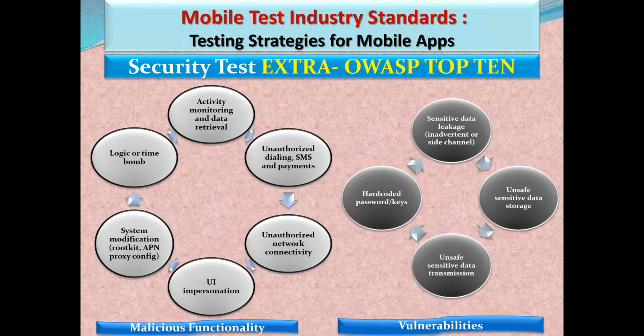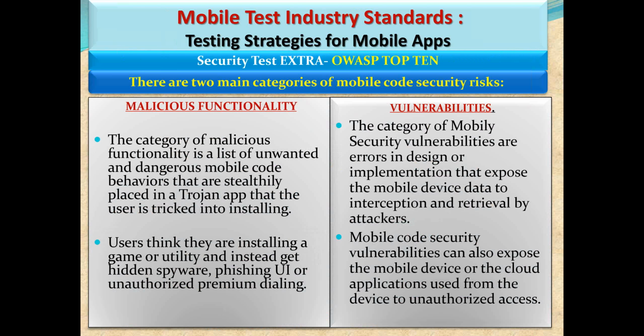So on your screen, you can see that it's pretty much activity monitoring and data retrieval, unauthorized dialing, SMS and payments, unauthorized network connectivity, UI impersonation. So all this is malicious functionality and vulnerabilities. Let's divide a little bit and get the terms for those two categories. As you can see, there are two main categories of mobile code security risks.